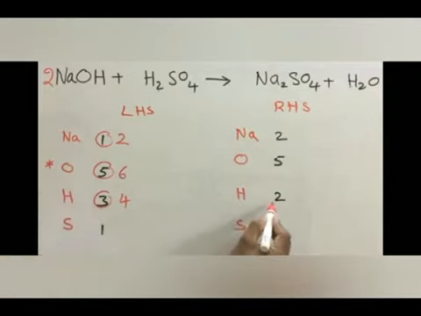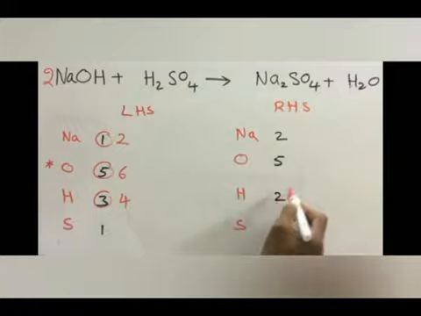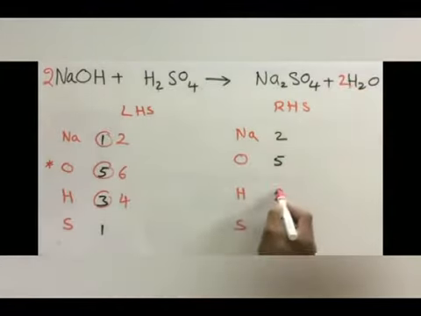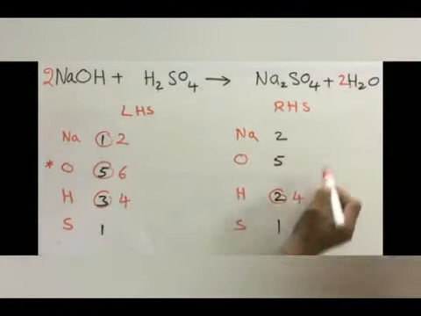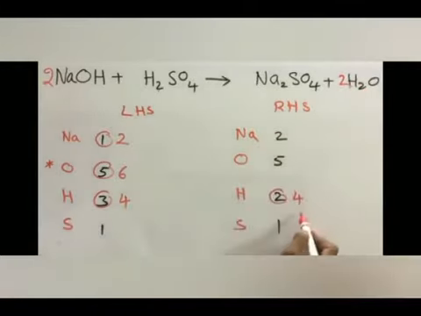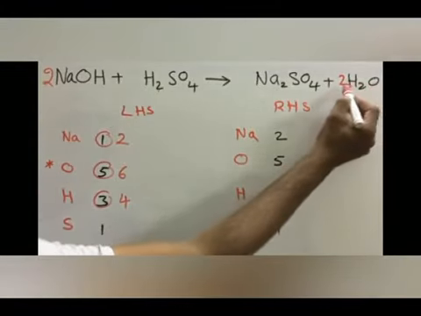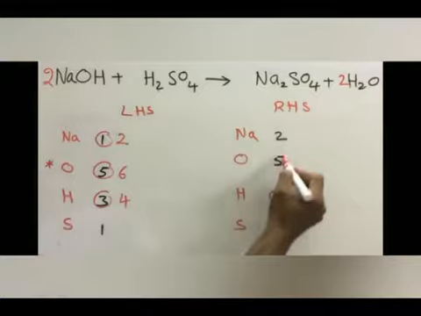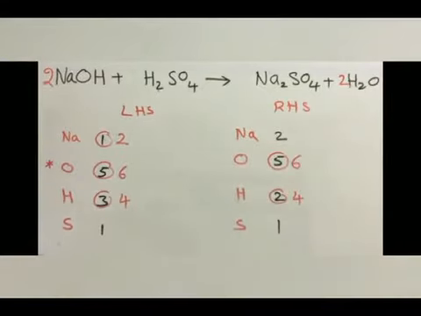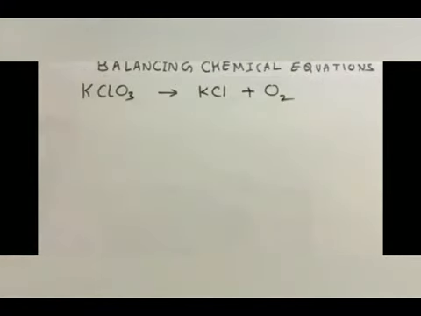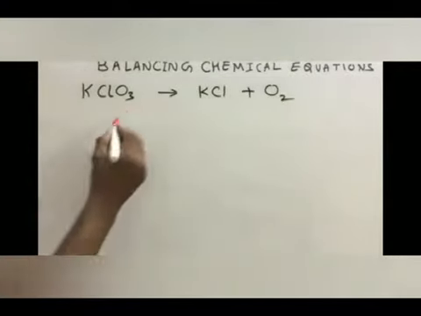Now hydrogen 4 on LHS, 2. You can make 2 as 4. 2 2s are 4. Now see here oxygen. Oxygen became 2. Already 4 oxygen is there and 2 oxygen, it becomes 6. Now you see it is balanced. So you have to go like that. So now all elements on LHS and RHS equal.